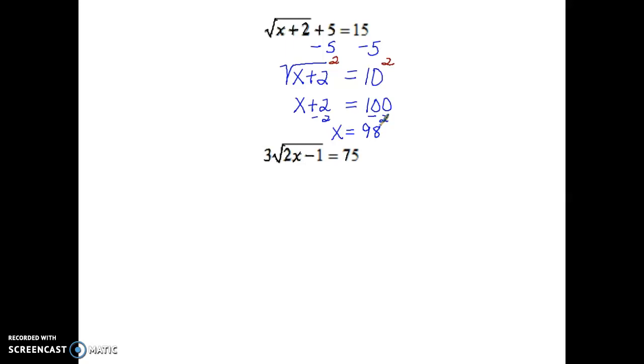The one below it, I have a coefficient in front of my square root, which means 3 is being multiplied to that. So the first thing I would want to do to isolate my square root is apply the inverse of multiplying by 3. So I'm going to divide the left side by 3, and I need to do that to the right side as well. Now I would have my square root by itself on the left side.